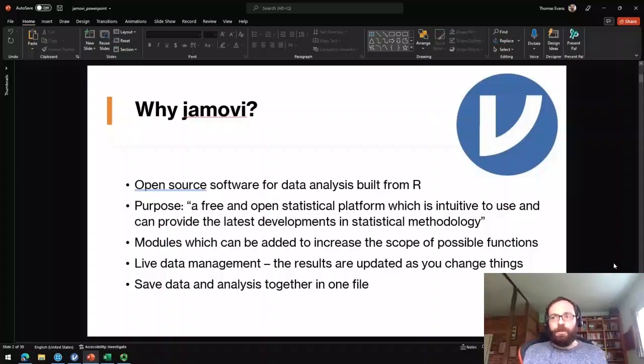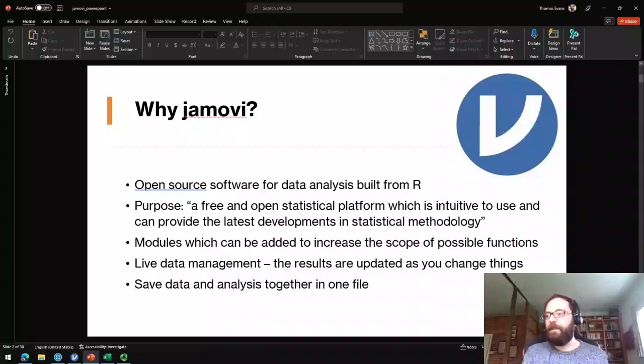The other key feature is that it has live data management, so the results are updated as and when you change things. So if you think perhaps I want to have a look at a different dependent variable, you just switch the variables and it instantly does it and corrects the results for you. And finally, something I find very valuable is that it saves data and your analysis outputs together in one file. So that means there is always a permanent record of what you've done and what's happened. And that's super useful too.